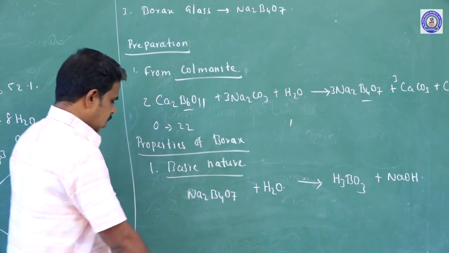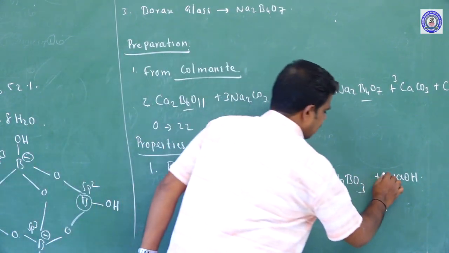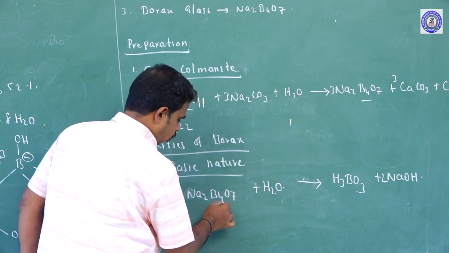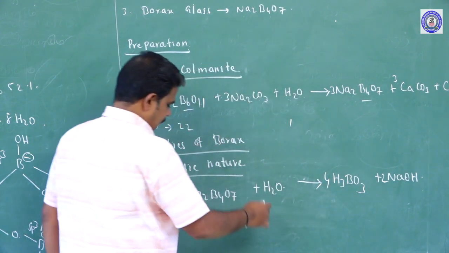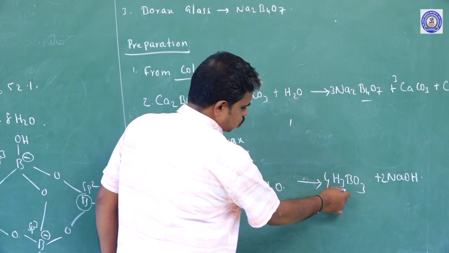So here 2 Na, so we take here 2, and 4 B, so 4, and hydrogen is 12.